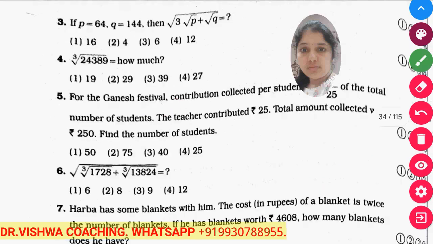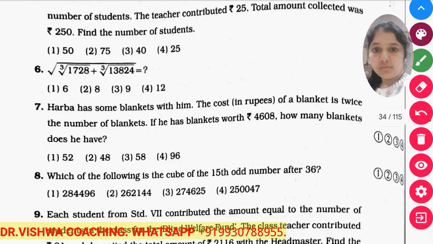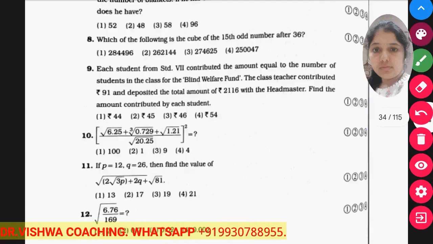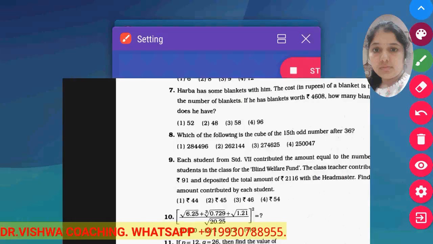The nearest one you have to find out. Like this you can try for the rest of the sums. If you have any doubt, we will take it in the next class.